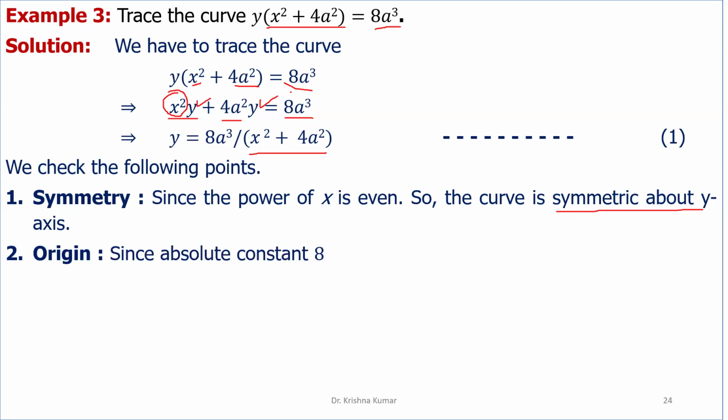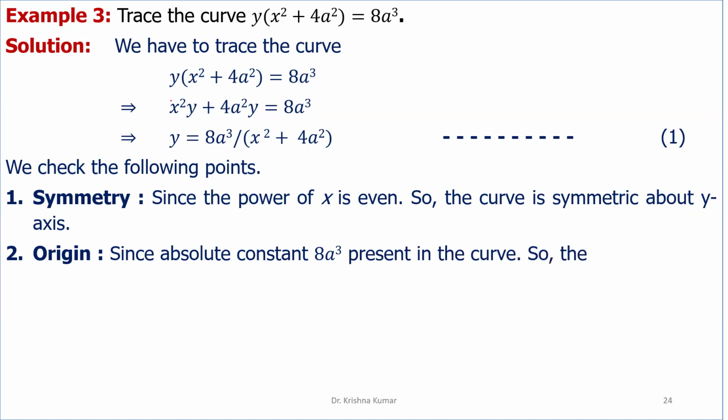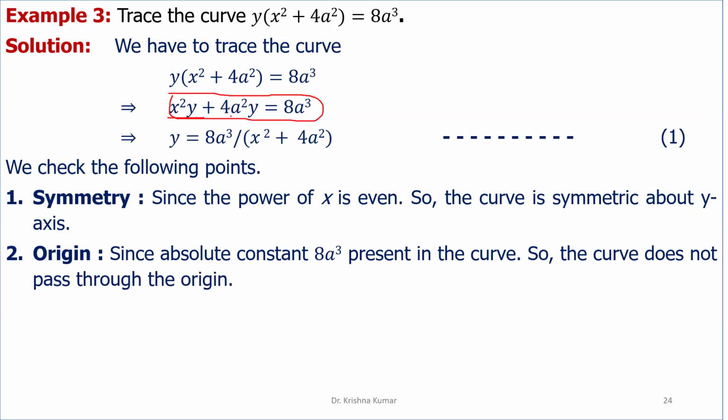About the origin. Now just look here. This second part of the equation is a variable term because x and y both are present. This is also a variable term because y is present. But just see the right hand side of the given curve equation. It is 8a³, which is not a variable, which is an absolute constant. So since the absolute constant 8a³ is present in the given curve, the curve does not pass through the origin.